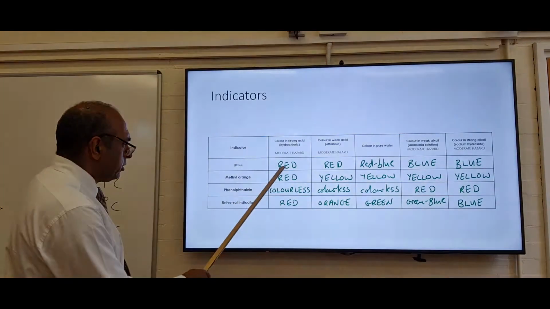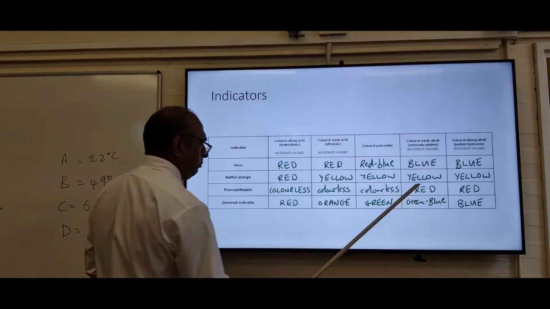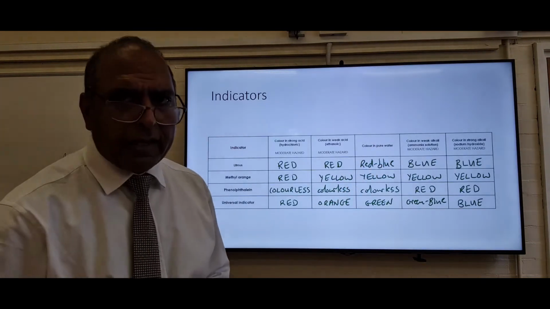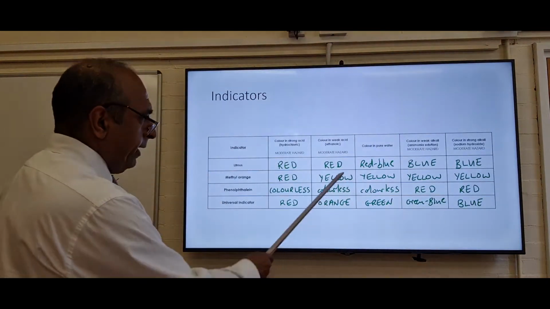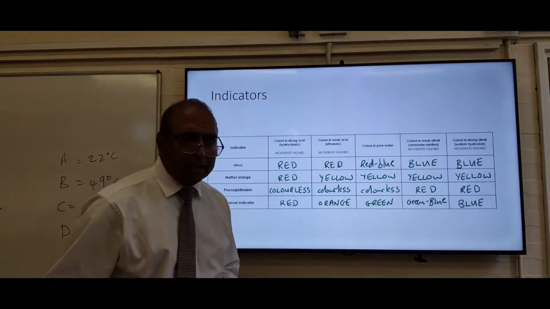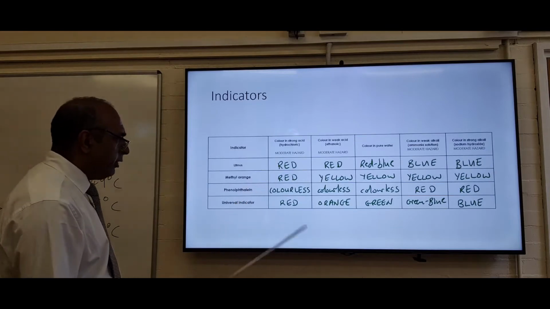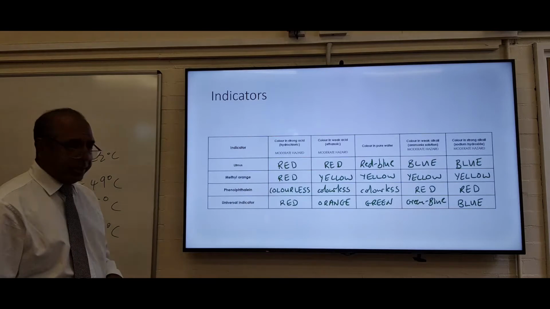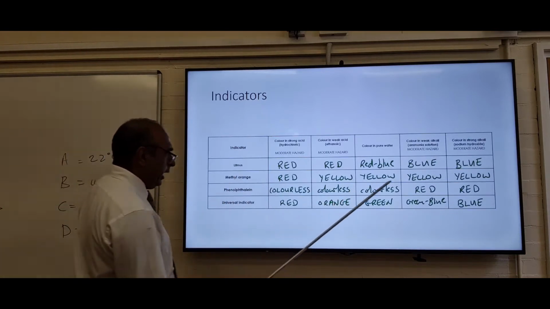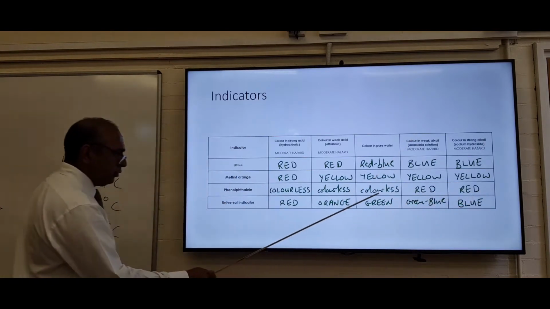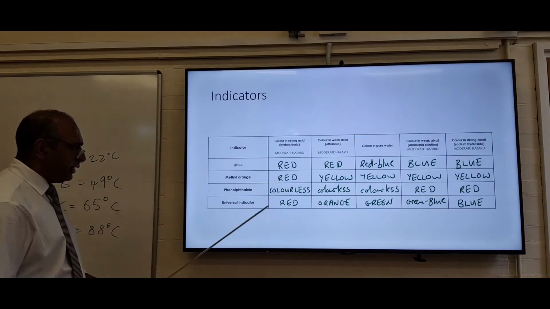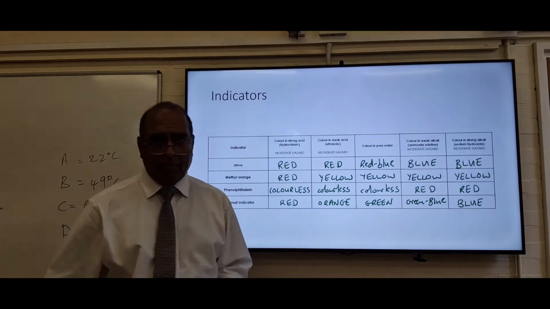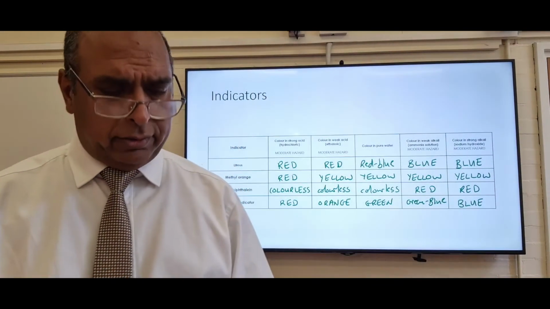colours. Litmus, red and blue. In pure water it is reddy blue. They don't ask you that in pure water, but it's like both colours mixed up together. Methyl orange is yellow but red in strong acids. Phenolphthalein is red in alkalis, otherwise colourless. And universal indicator, red, orange, green, greeny blue and blue. Learn those colours.